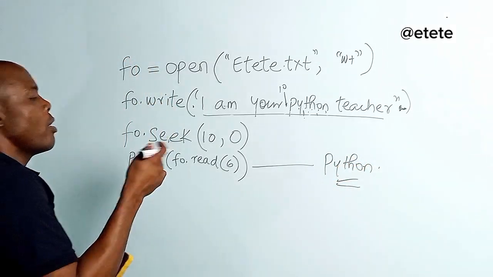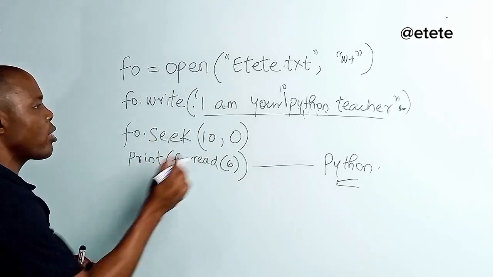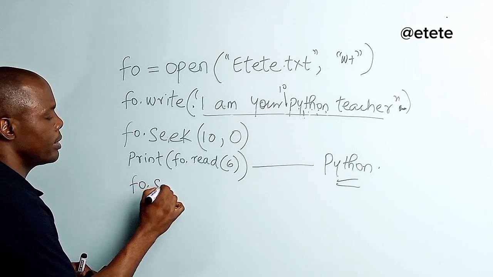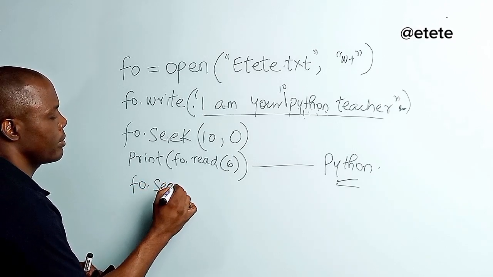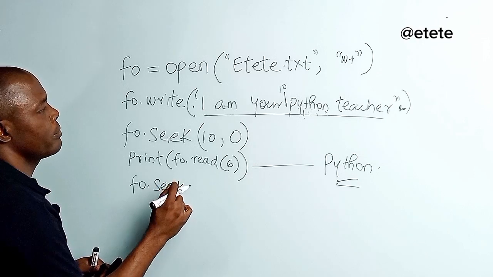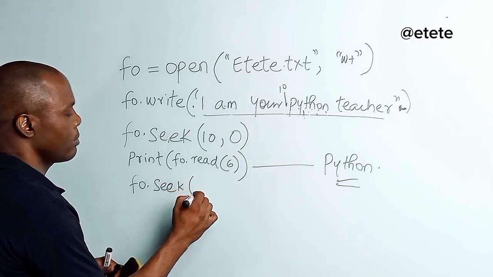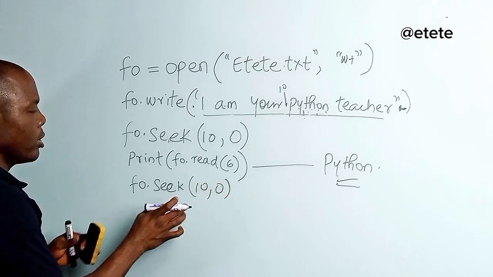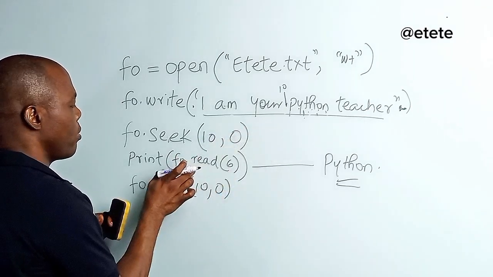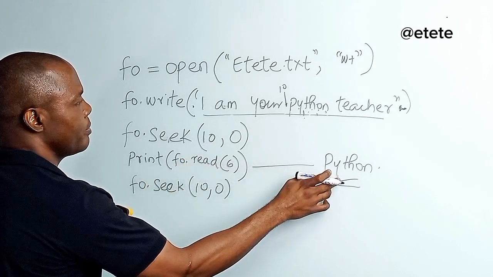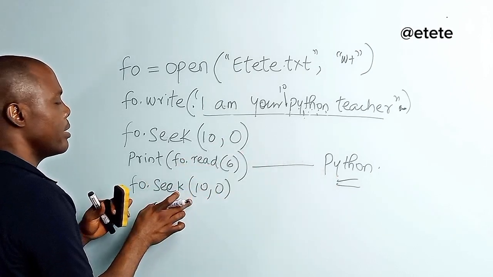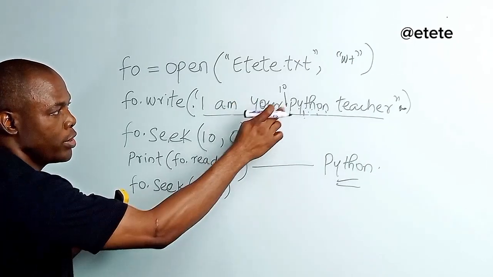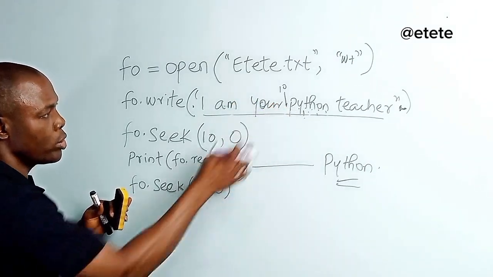And then what do I want it to do? I will now come back again to the very beginning. So I will say fo.seek, then I will say 10, 0. Now, this one has read 6 characters, right? So I'm asking the seek method again to return it back to this position, which is here. Now the seek method is going to return it back to this place.